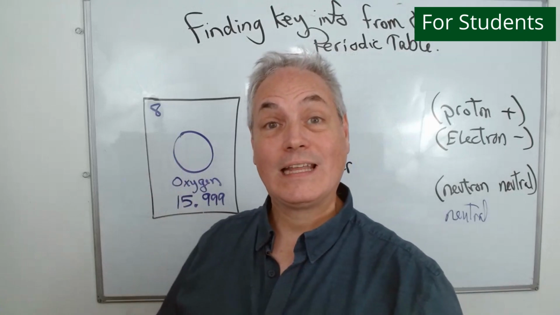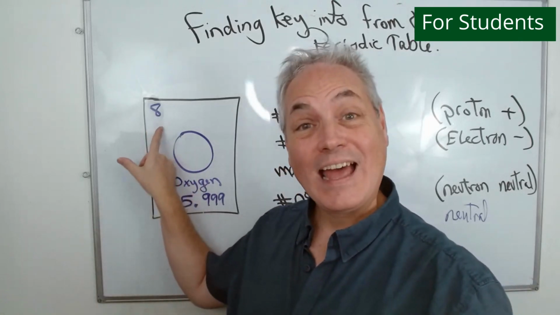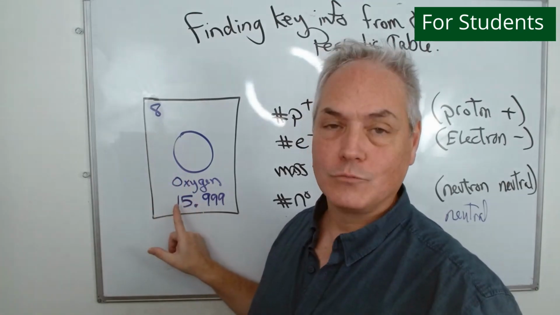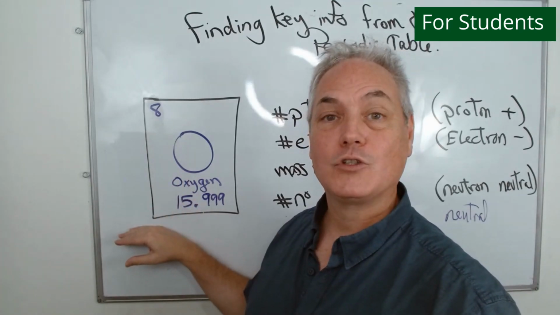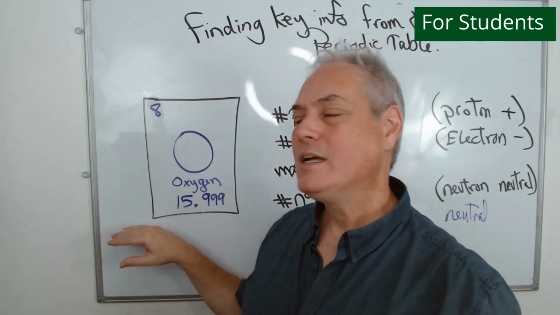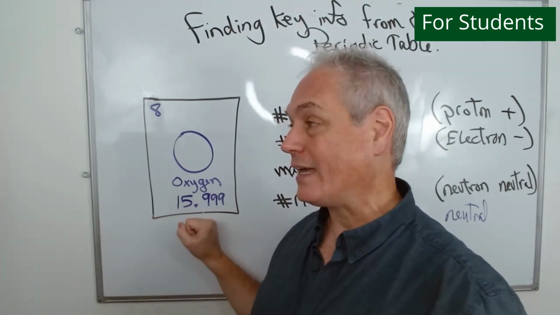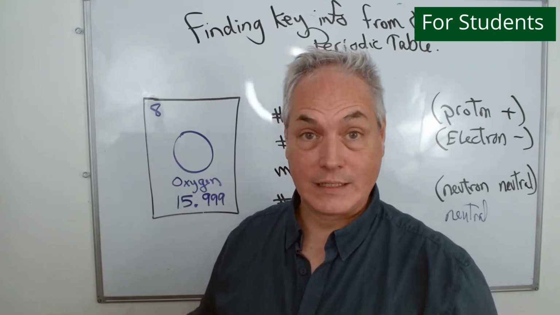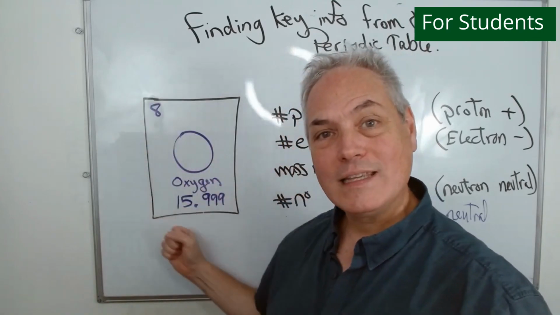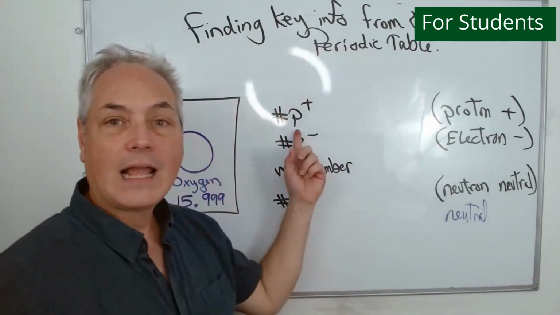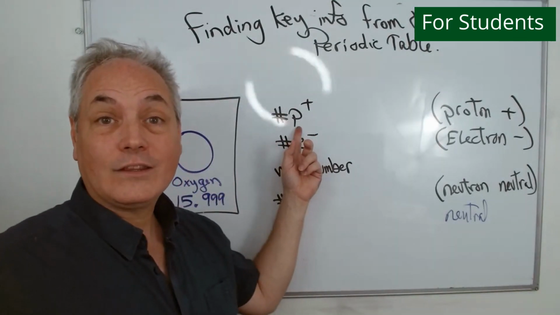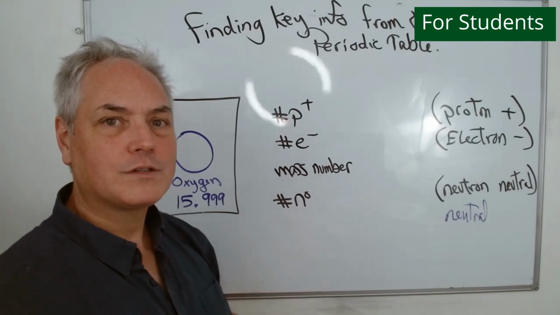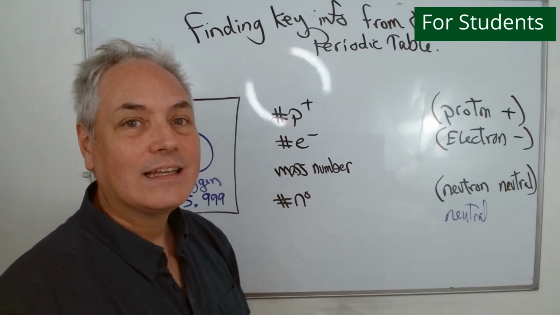If you go on the periodic table, you will notice that oxygen has an atomic number of 8, a symbol of O, a name, which is oxygen, and an atomic mass, which is 15.999. Now, the precision of these atomic masses differ depending on how accurate your periodic table is. So let's see if I can use this information to find how many protons there are in the nucleus, how many electrons around the nucleus, and how many neutrons there are within the atom.